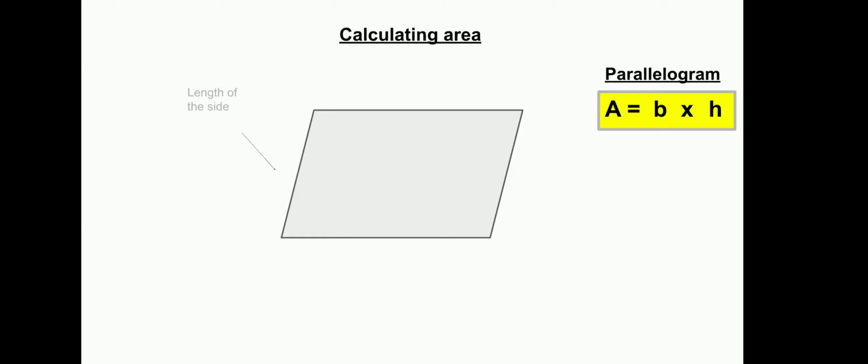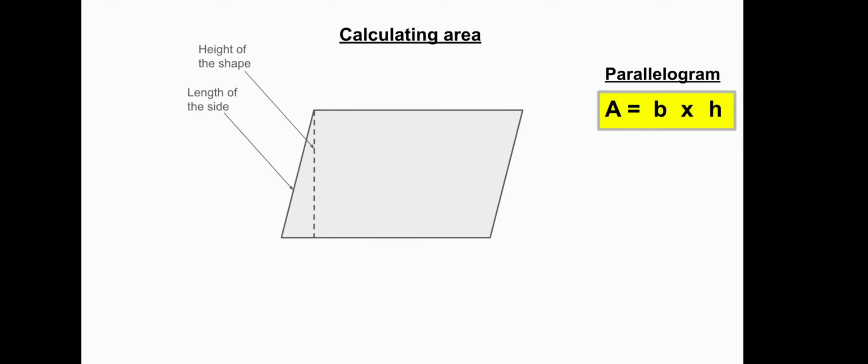Next, let's calculate the area of a parallelogram. To do this, we're going to use the same formula for the area of a rectangle, which is A equals B multiplied by H. Now, unlike rectangles, the internal angles of parallelograms are not exactly 90 degrees, which means we cannot use the length of the side to determine the height of the figure. Instead, we need to measure the distance from the bottom to the top of the figure to get the height of that shape.